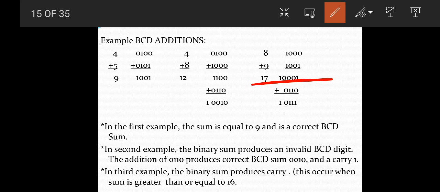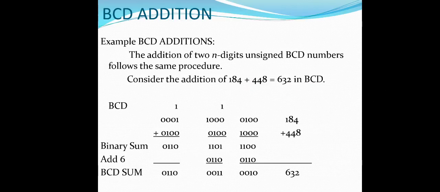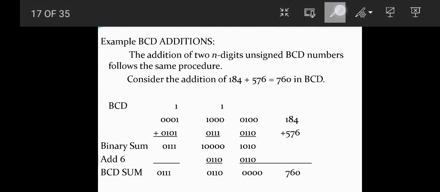So next example. This example is the addition of two integers assigned BCD numbers. Again, you have to follow the procedure below. You have your BCD numbers added, and then you have your binary sum. Then you have to add 6 if your binary sum is invalid. And this will serve as your BCD sum.